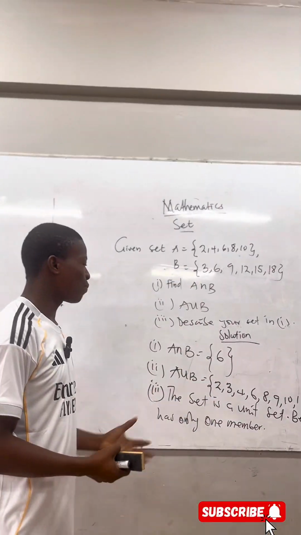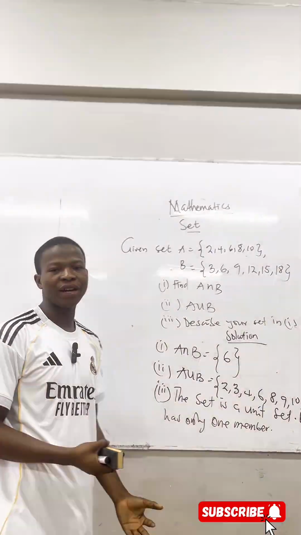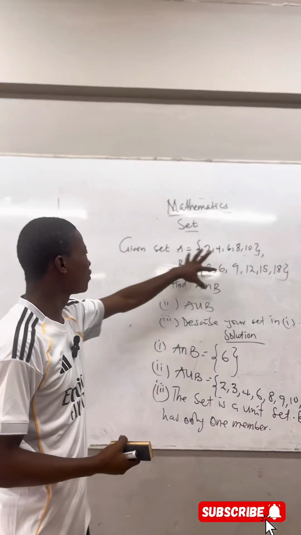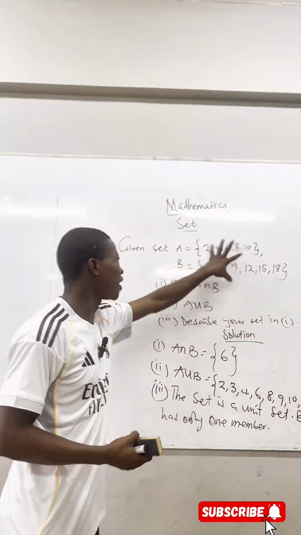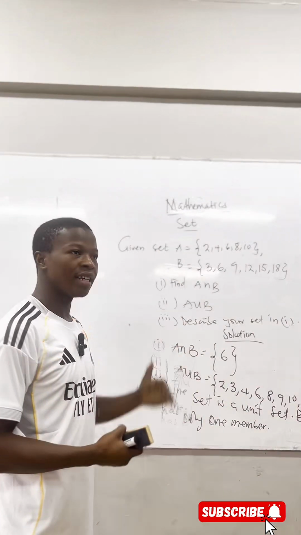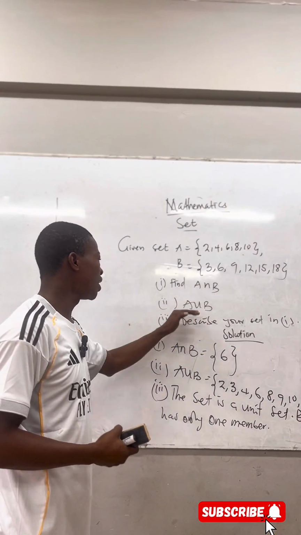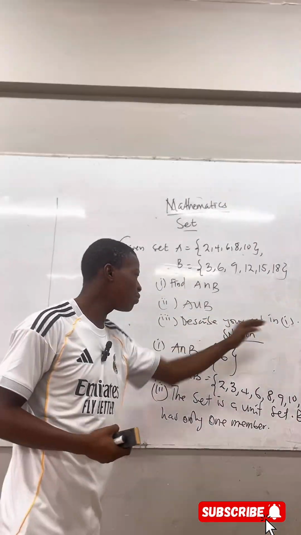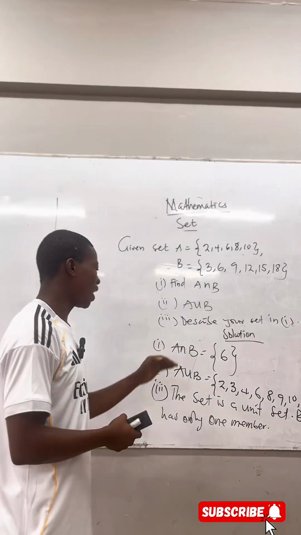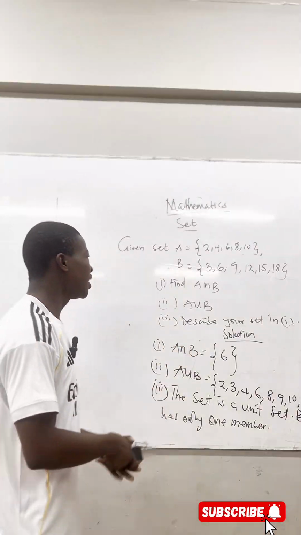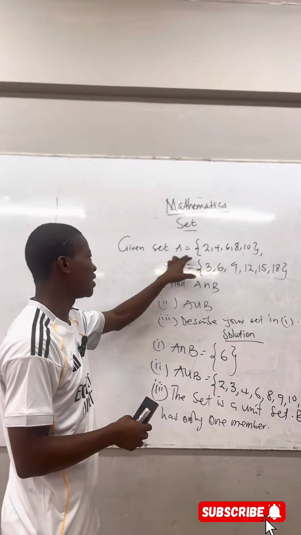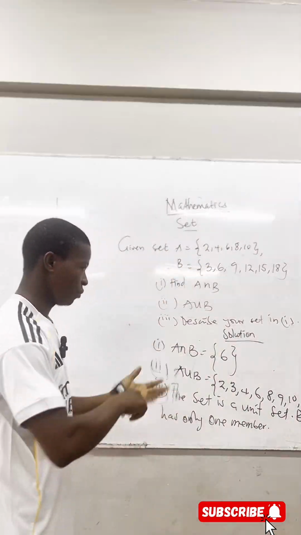So anytime you are given a problem, this is how to go by the problem. First of all, they have given you the problem, and this is the problem. They have given the possible things that they are looking for: A intersection B, A union B, and you should also describe your set in I. So now you write your solution. We have our A intersection B, what is here and the same time here, or what is in B and the same time in A.